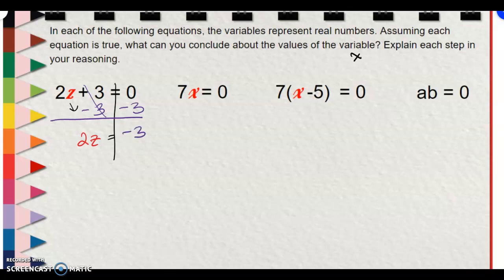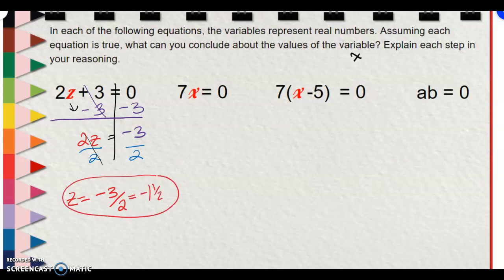And z is still not by itself because it's attached to this 2. Since they're next to each other, it's multiplication, so the opposite would be to divide both sides by 2. That way these cancel, and I'm left with z equals negative 3 over 2, or you can say negative 1.5. So now we've concluded that it's true because we've shown what z equals.